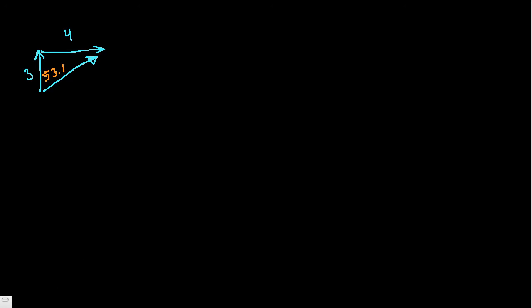So what happens if we decided to add our vectors in the opposite order? So what if we had started here and gone 4 meters to the east and then 3 meters? Well, you can see here that we would have gotten the same length here, 5, but we would have been working in this green triangle. So chances are we would have found this angle right here.